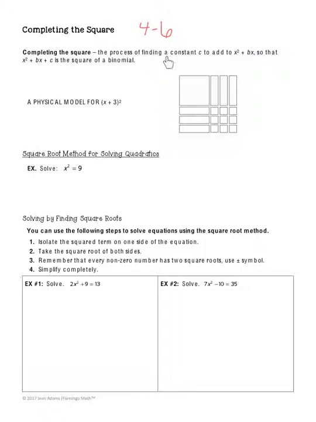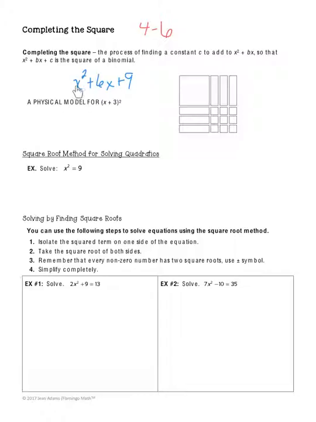So completing the square is a process of finding a constant c. So you're going to get rid of whatever c is not making your trinomial a perfect square trinomial, and you're going to create your own c, and you're going to add it to the first two terms so that this is a perfect square binomial. In other words, it factors to something that looks like this. So the binomial that came from that would have been x squared plus 6x plus 9.